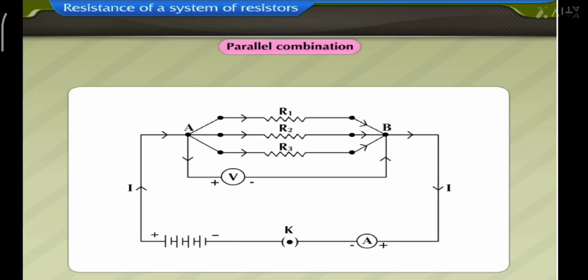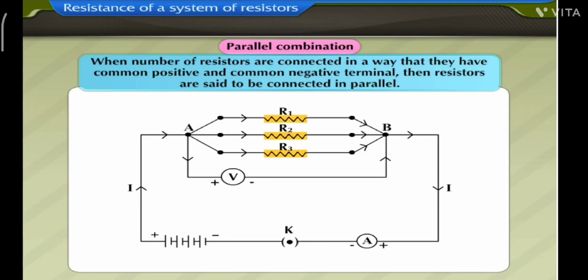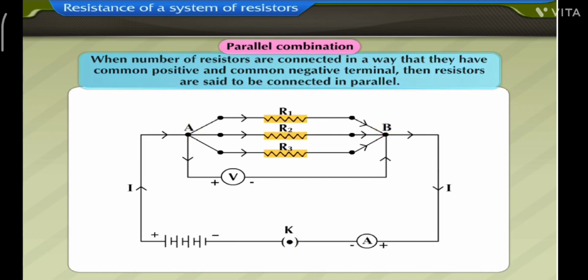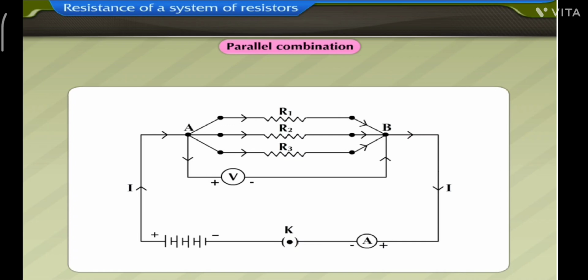On the other hand, when a number of resistors are connected in a way that they have common positive and common negative terminal, then the resistors are said to be connected in parallel. Resistors of resistances R1, R2 and R3 are connected together in the circuit. The ammeters connected to resistors measure the current flowing through them. Here, current supplied by the battery is divided in the branches formed by the three resistors, but the potential difference across the resistors is the same. This combination of resistors is called resistors in parallel.